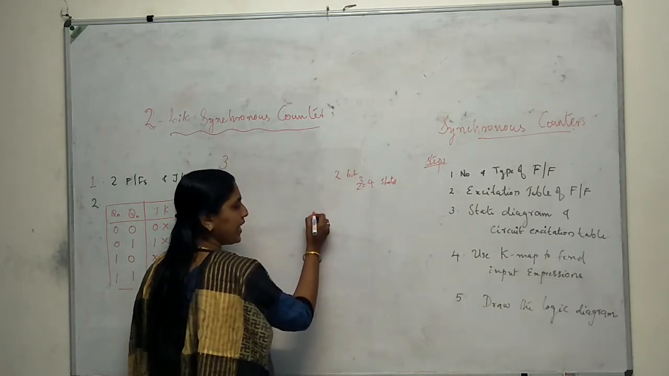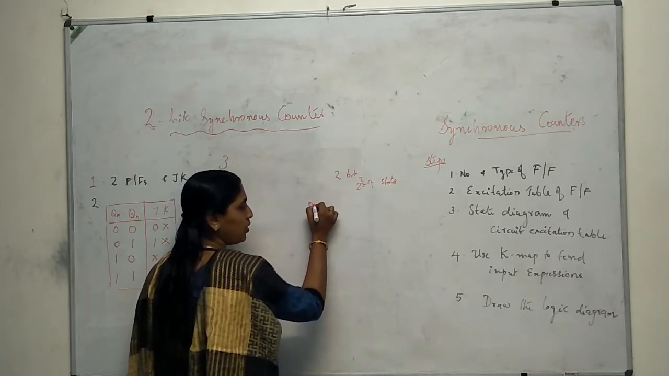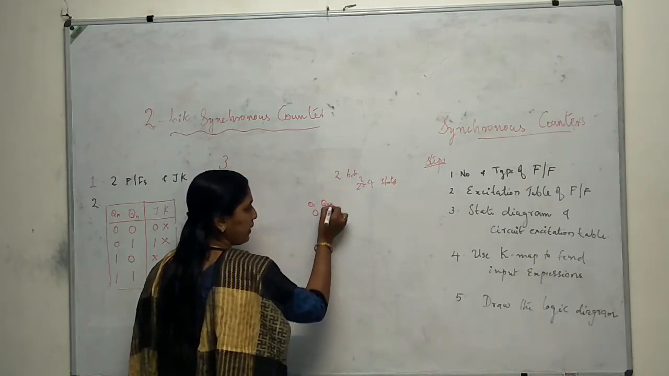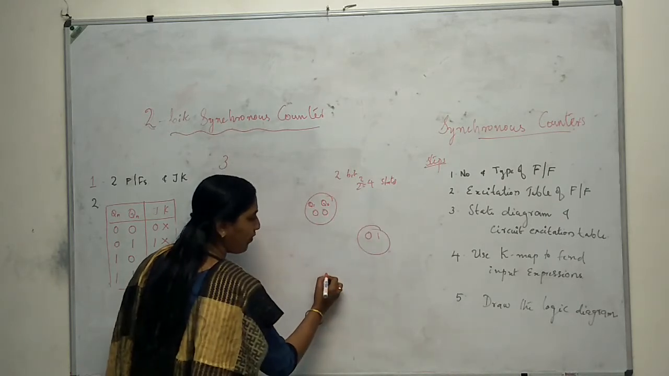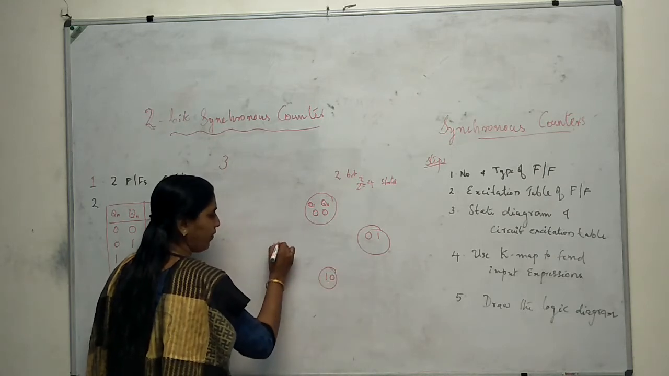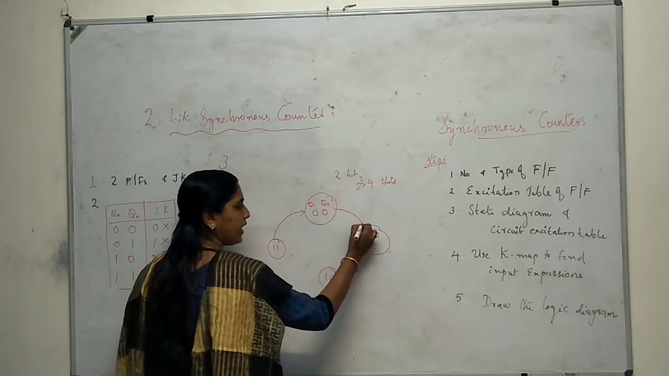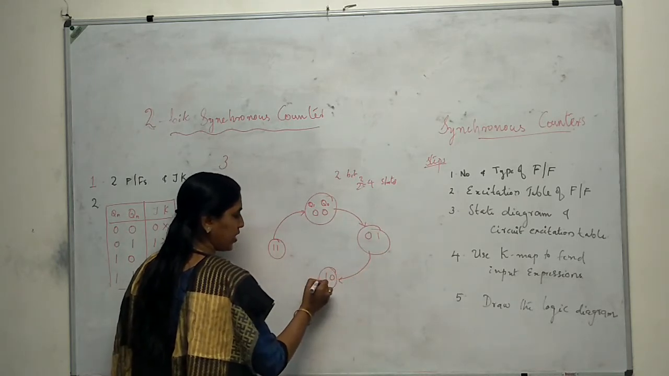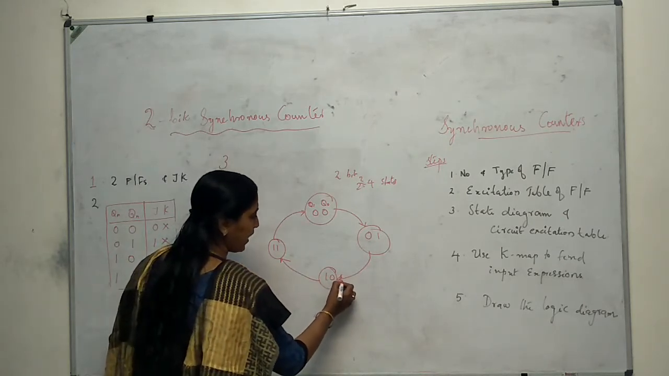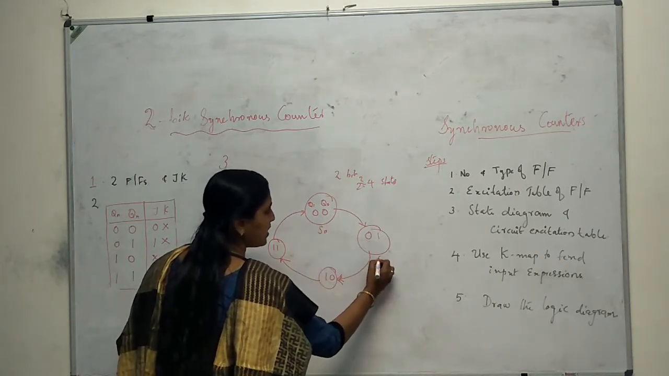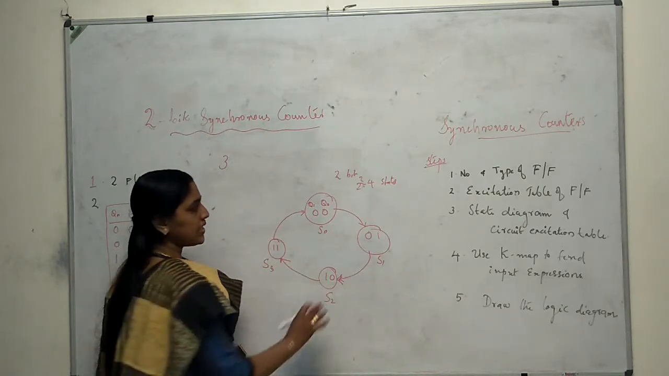So what are the various states? We can have Q1 and Q0. It can be 0 0, then 0 1, then 1 0, and 1 1. After 1 1, if it is an up counter, it has to go to 0 again, right? This is the state transition diagram. So this is state 0, this is state 1, this is state 2, and this is state 3. You can see, this is the state diagram.